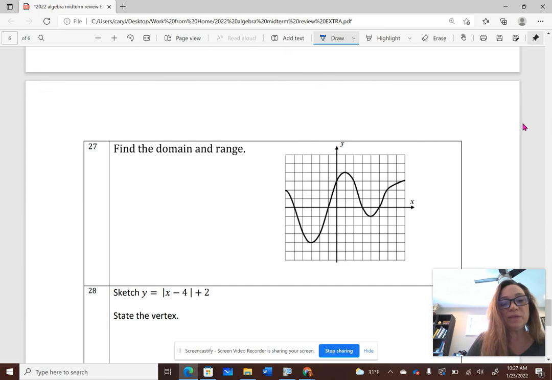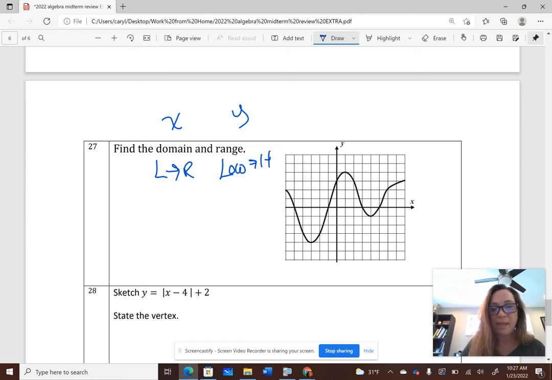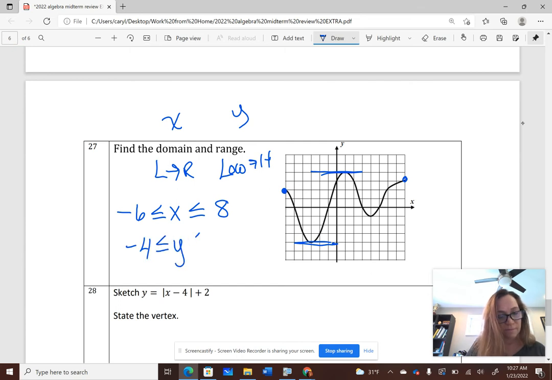All right, so domain is always the set of x's and range is always the set of y's. So domain goes from left to right and range goes from low to high. Okay, so if I go all the way to the left and then all the way to the right, and then low to high, so I think that's negative 4 and 1, 2, 3, 4. You can also write those in interval notation, which would use square brackets.